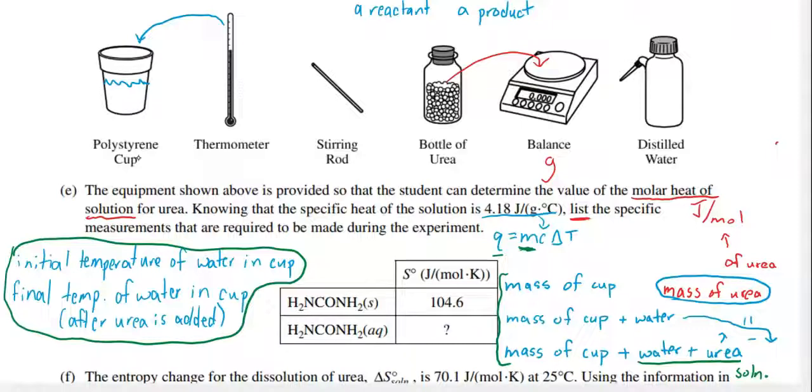So make sure if you have a question like this, don't just put mass of water, because you're not just pouring water directly on the balance. You're not directly measuring that. You may want to know what that value is, but you can't directly measure it. We have to measure the mass of the cup by itself, and then the mass of the cup plus the water, and then the mass of the cup plus the water plus the urea. That's what we have to measure, okay, to obtain the values that we want. Okay, hopefully that helps.